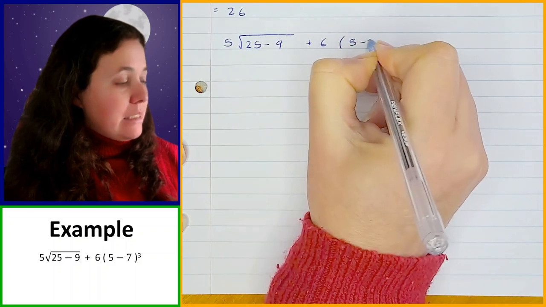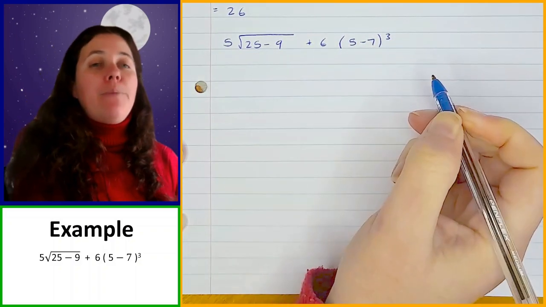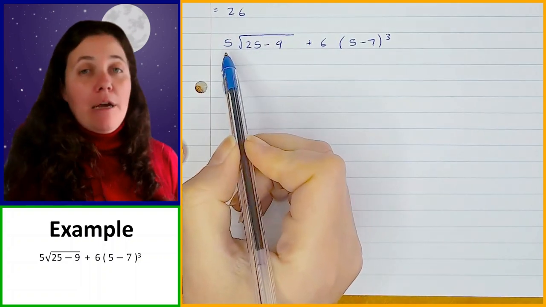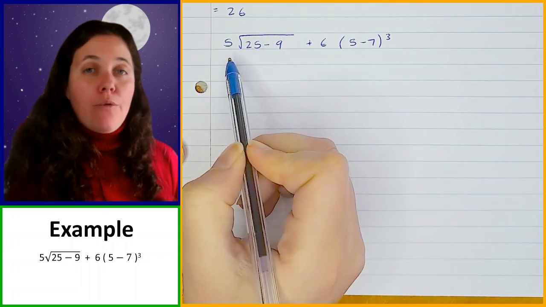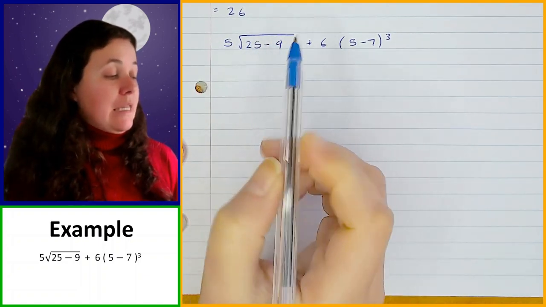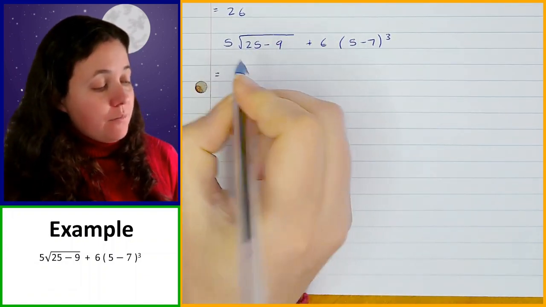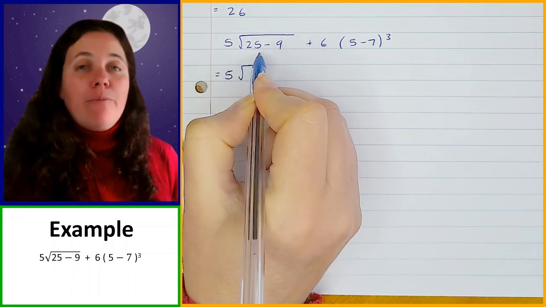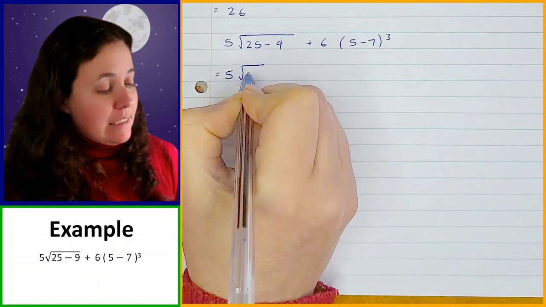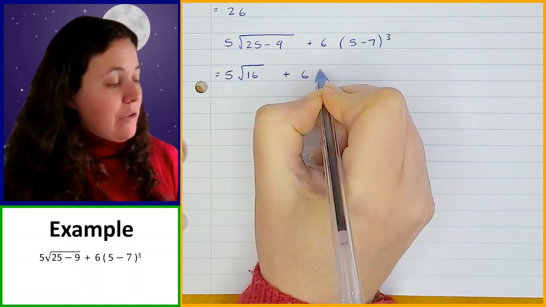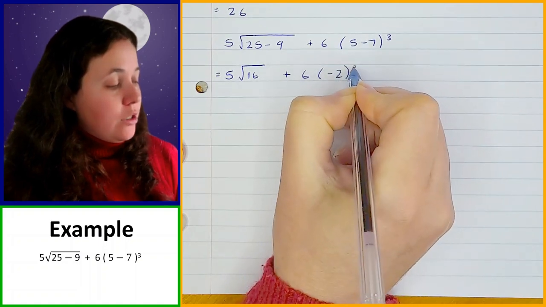5 minus 7 cubed. Okay, so now BEDMAS says I have to do anything that's inside brackets first. And as I said, our root sign or our radical acts the same as a set of brackets. So I have to do what's inside there first as well. So I've got 5, and then the square root of 25 minus 9, that gives me 16, plus 6, and then 5 minus 7 is negative 2 cubed.